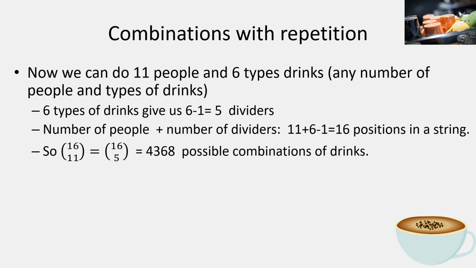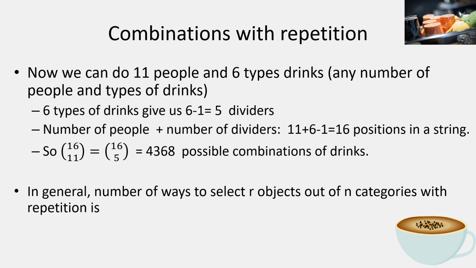So if we have 6 types of drinks, there are 5 dividers, we have 11 people, so that gives us strings of length 16 consisting of 11 symbols for C and 5 dividers. How many ways to put those 11 symbols, or equivalently those 5 symbols, in a string of length 16? It's 16 choose 11, same as 16 choose 5, and we get 4,368 possible orders that 11 people can place when they have 6 choices.